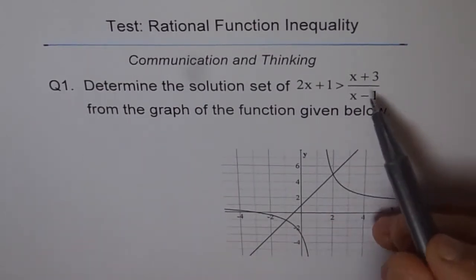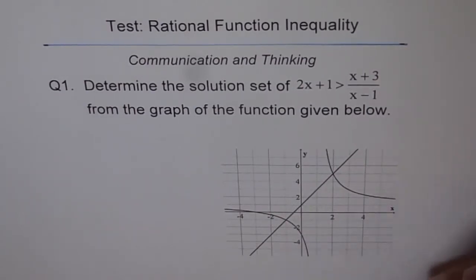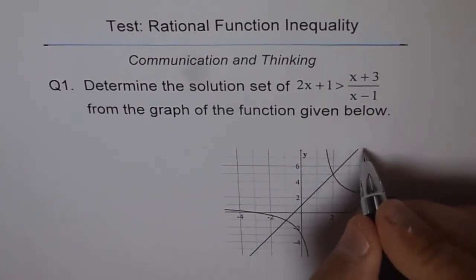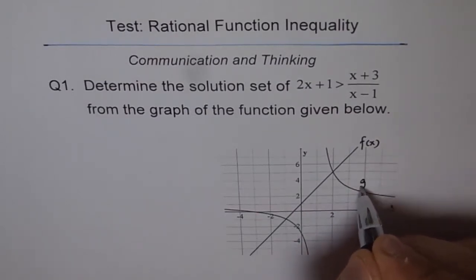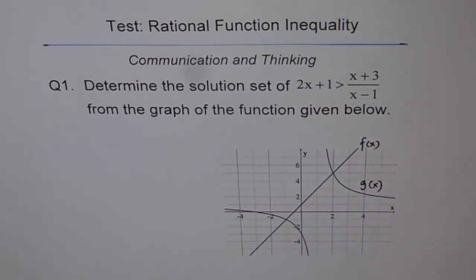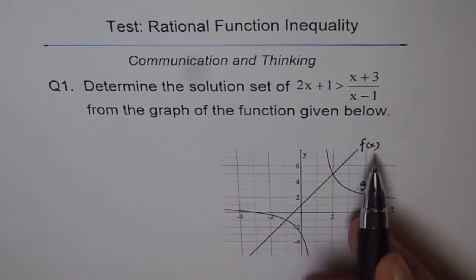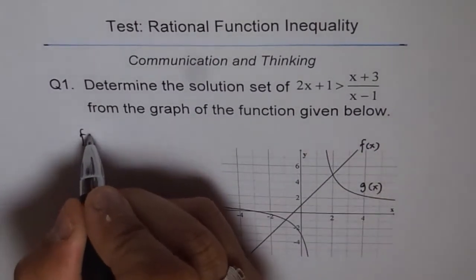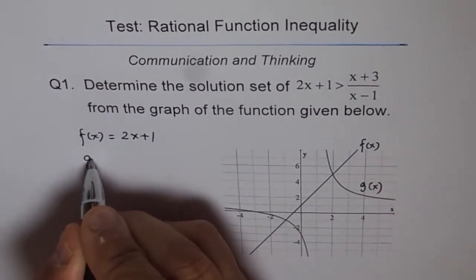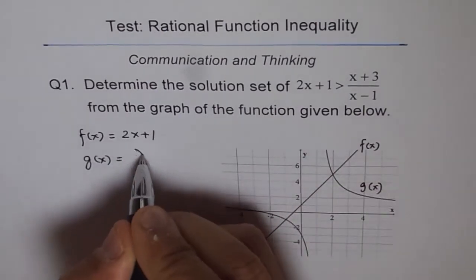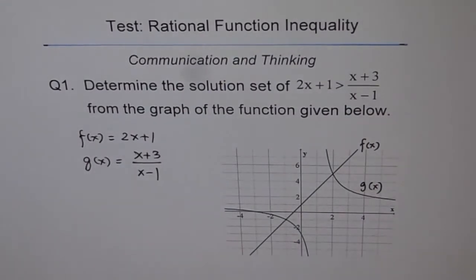So normally we don't even give the equation, right? We just give a graph and tell you, well, these are the two graphs and let me name them. Let's say this is f of x and the other one, which is kind of a reciprocal transform function, is g of x. In the given scenario, f of x happens to be a straight line. So f of x is equal to 2x plus 1, and g of x is a rational function, which is (x plus 3) over (x minus 1), right? So these are the two graphs for us.